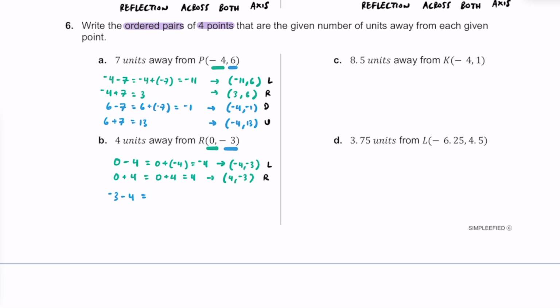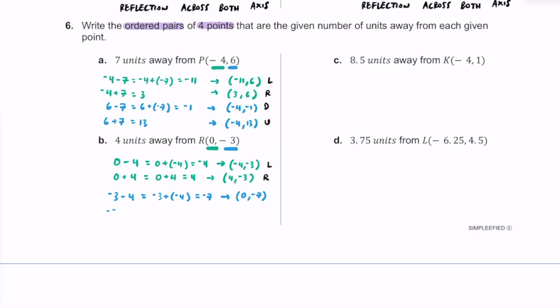If we go down 4, that's going to be negative 3 plus negative 4. That's going to be negative 7. So what is our new coordinates if we go down 4? Well, it's going to be 0, that stays the same as the original, and it's going to be negative 7. All right, that's going to be down.